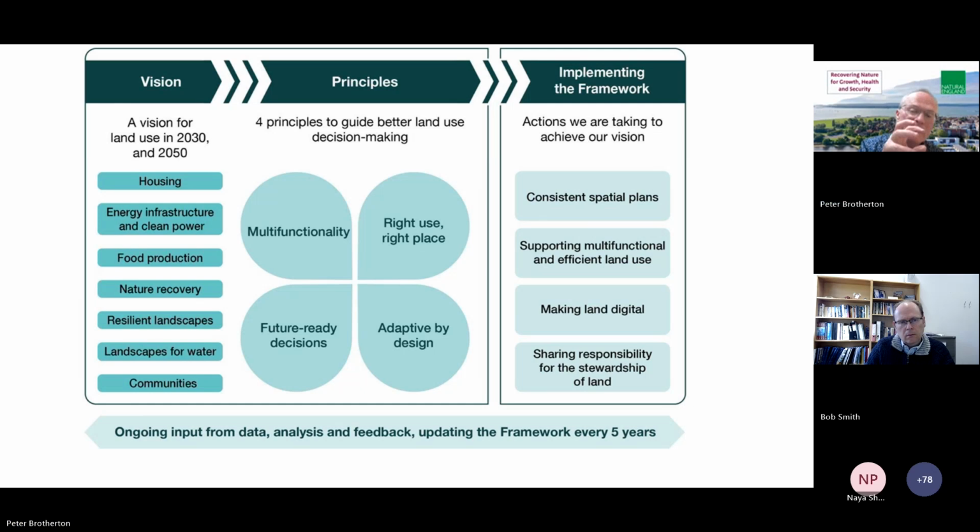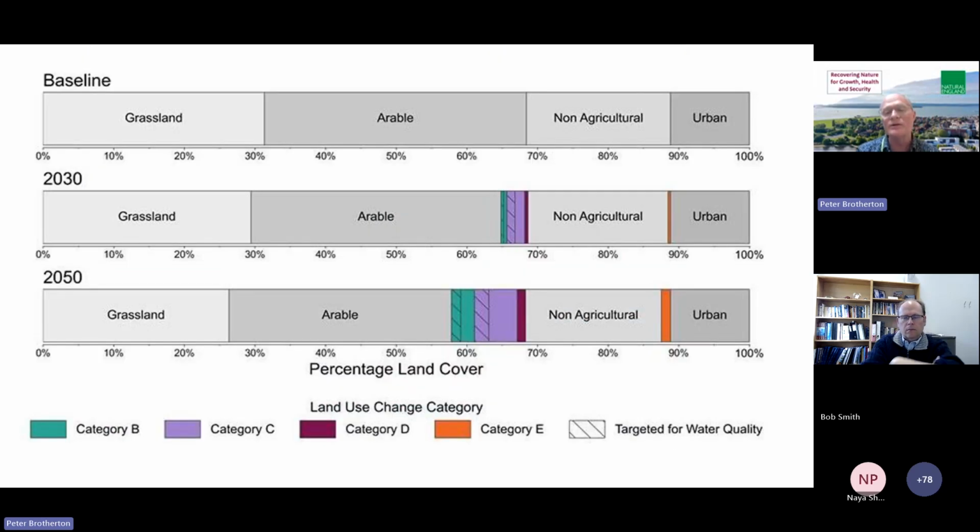And applying these four principles around multifunctionality, right use in the right place, future-ready decisions, and adaptive by design, it aims to integrate all those things that we need, and then sets out a range of actions, summarized on the right. There are many more in the framework itself around consistent spatial planning, multifunctional spaces, making land digital, and so on. I'm going to say a little bit more about this in a moment. It sets out the need for change, and it does that quite starkly.